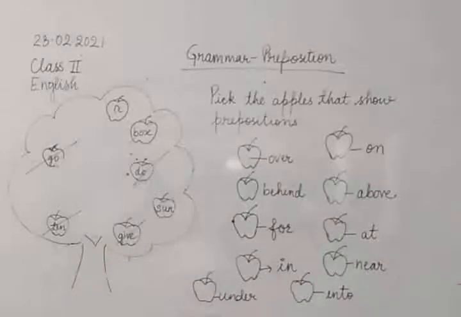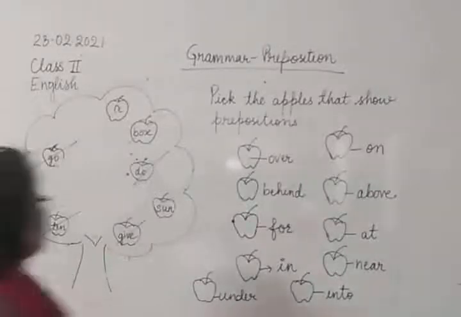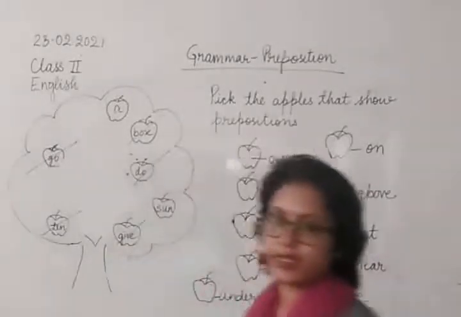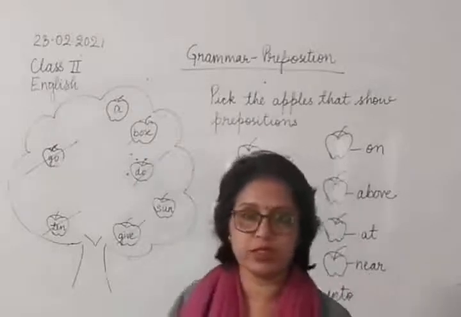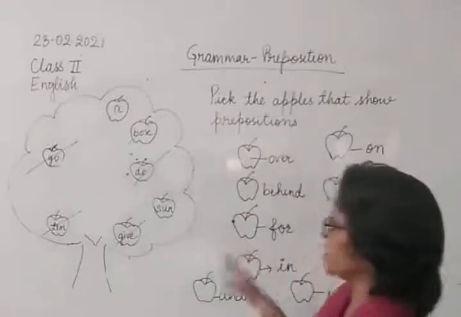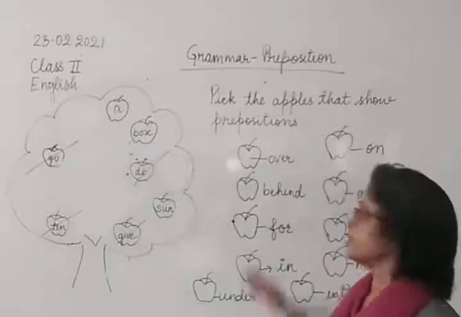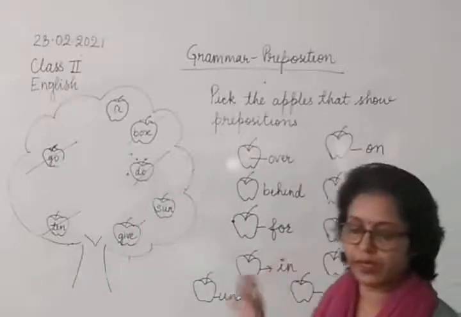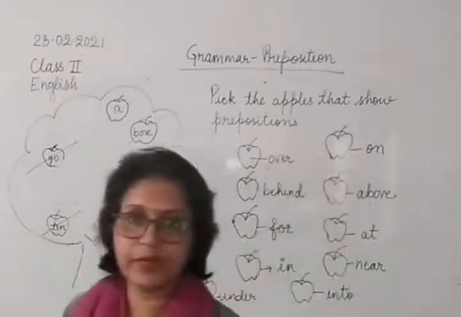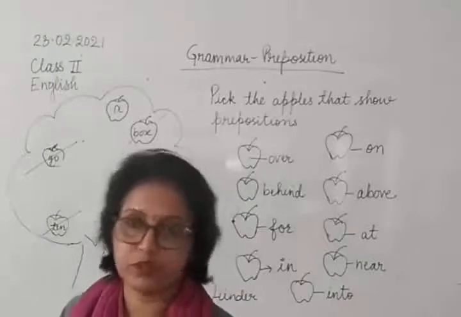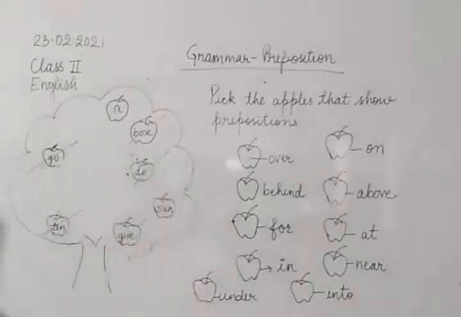Now we can see so many apples we picked from the apple tree. जो बच गए हैं, they are not prepositions. ये जो बचे हुए words हैं, they are not prepositions. इधर वाले जो हमने pick किए हैं apples, वो सारे क्या हैं? They all are prepositions. Okay? I hope ये आपको समझ में आ गया है.